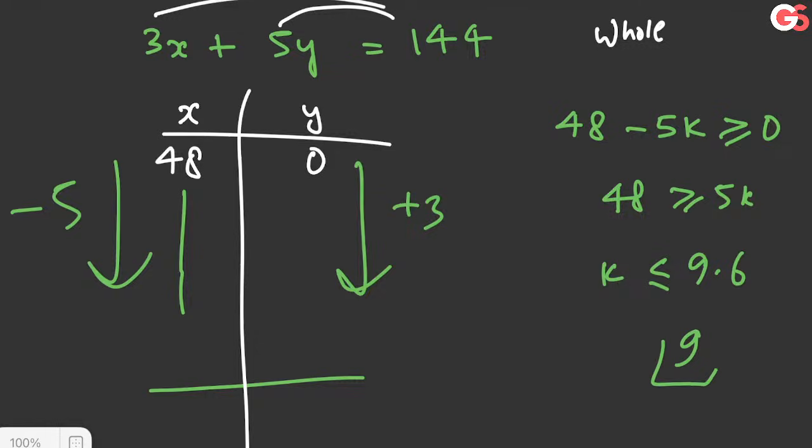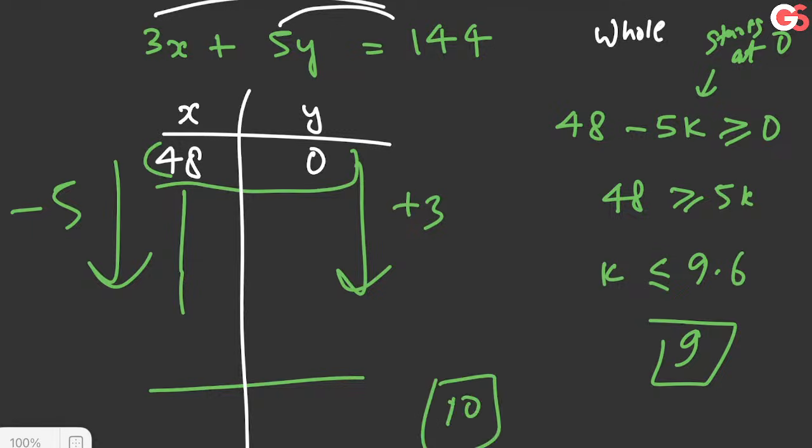Is that the thing? K is not 9. You know why? Because 48 also is one of the solutions. This is the problem where people can commit silly mistakes. Here k starts at 0, not at 1, because if you put k as 0, you get the first term. So the answer is 10, not 9. Clear? All of you got that?